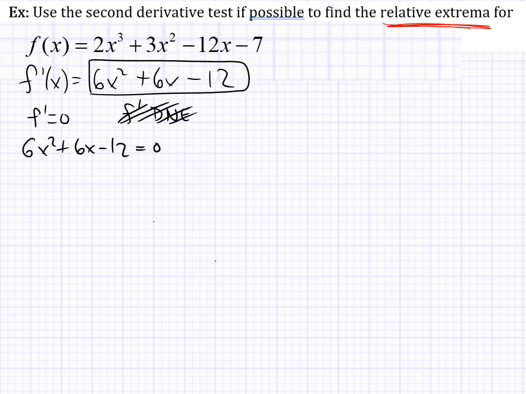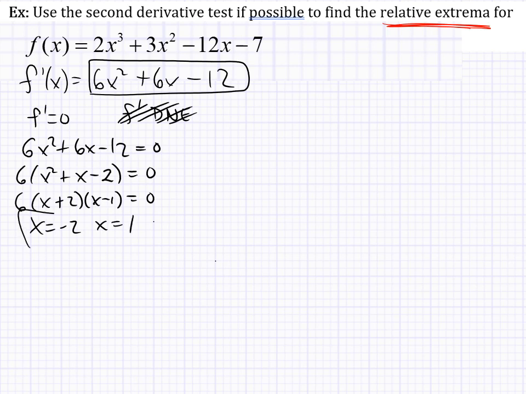That will be easy to find. Factor out a 6, we get x squared plus x minus 2 equals 0, which will give us (x plus 2)(x minus 1). So when x equals negative 2 and when x equals positive 1, these would be our critical numbers or critical values. So these are the two places where we could possibly have relative extrema. Now, the question is, are they relative extrema? And if so, what kind?